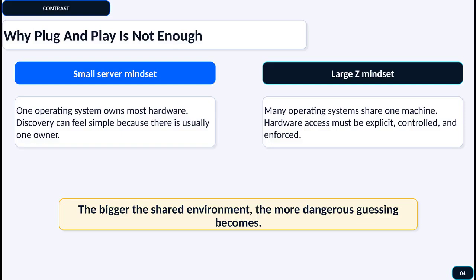It is tempting to compare this environment with a smaller computer where a device is connected and the operating system discovers it. That simple idea does not scale safely when many operating systems are sharing one enterprise machine. Imagine a hotel where every guest key opens every room because the building decided to discover doors automatically. That might sound convenient for a moment, but it would be a security disaster. In the same way, the machine cannot allow every operating system to discover and use every attached resource. Access must be described before startup and enforced by the hardware.